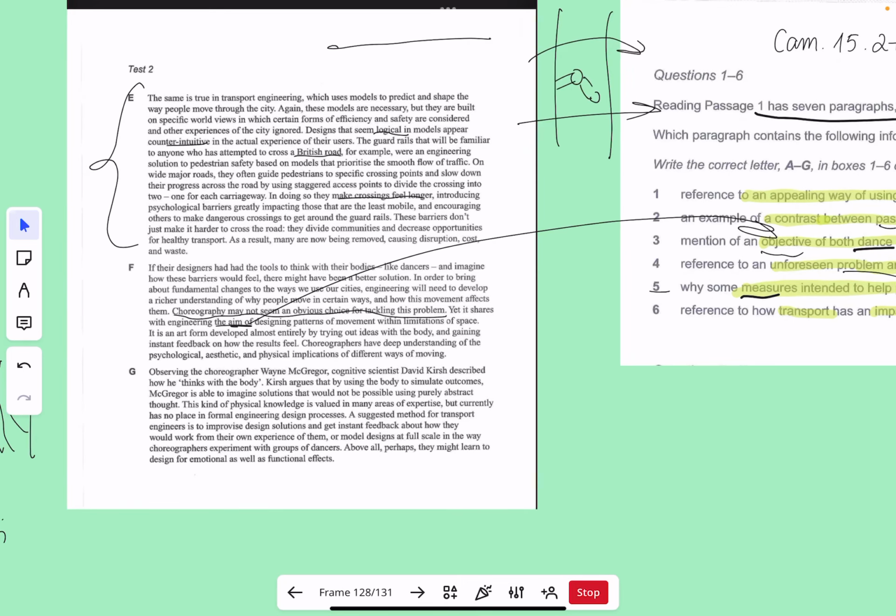Observing the choreographers Wayne McGregor, cognitive designs David Kirsch described how they think with their body. Kirsch argues that using the body to simulate outcomes, physical knowledge. A suggested method for transport engineers is improvised design solution. They get instant feedback about how they would work from their own experience of them.